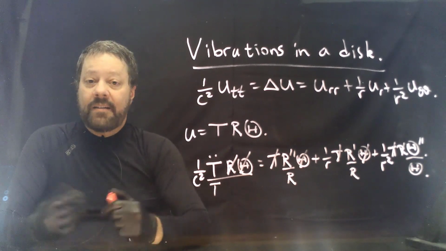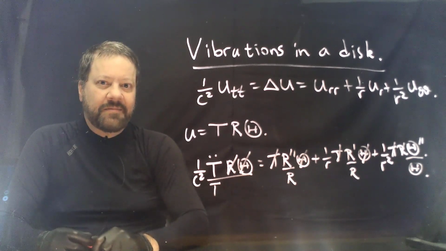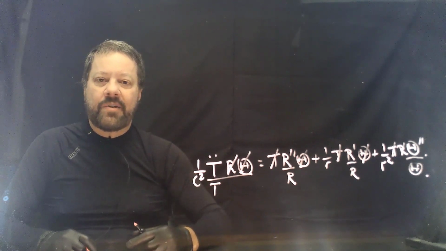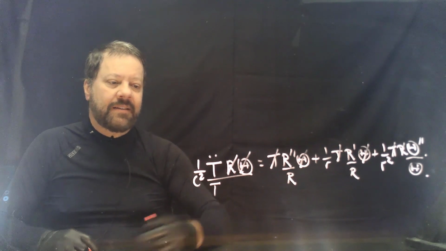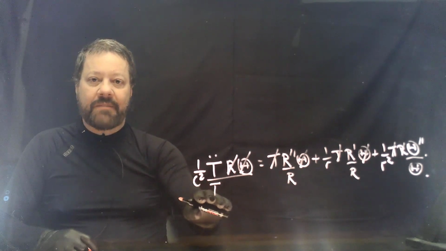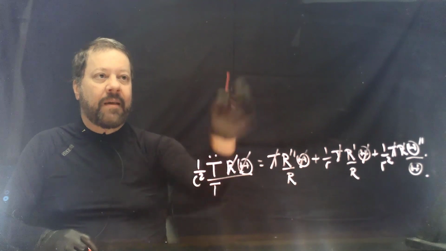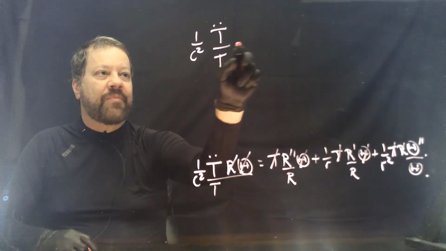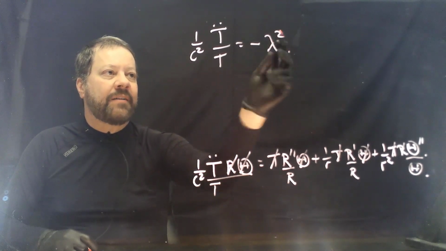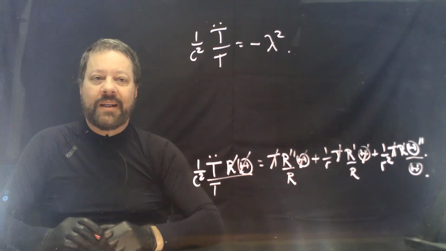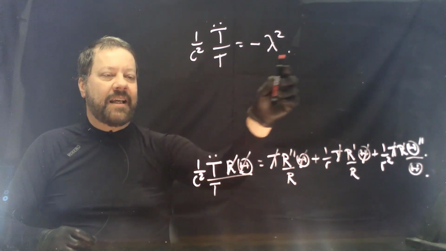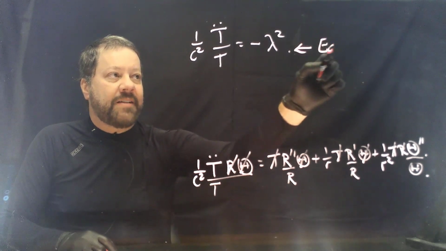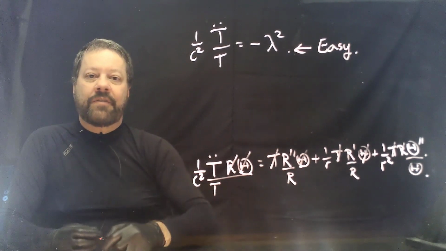And we'll try to use separability again. Because we're modeling vibrations on a disk, we expect the solutions to be somewhat periodic. They shouldn't decay away, they shouldn't increase exponentially. And that means we want 1 over c squared T double dot over T to be minus lambda squared. Minus so that we will get oscillations in t. This equation will be easy for us to solve, so we can defer its solution till later.